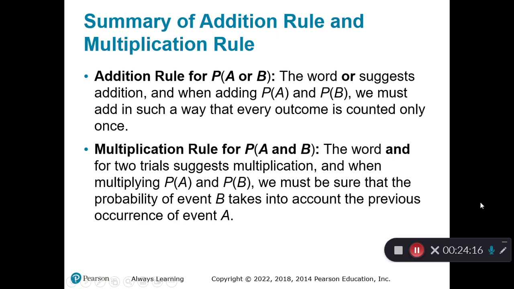And lastly, let's summarize what we've seen in this section. The addition rule is used to compute the probability of event A or event B occurring in a single trial. We looked at the fact that we have addition here and that we want to make sure that no outcome is counted twice. With the multiplication rule, we're finding the probability of A and B, which is the probability that event A occurs in the first trial and that event B occurs in the second trial, with the knowledge that event A has already occurred.